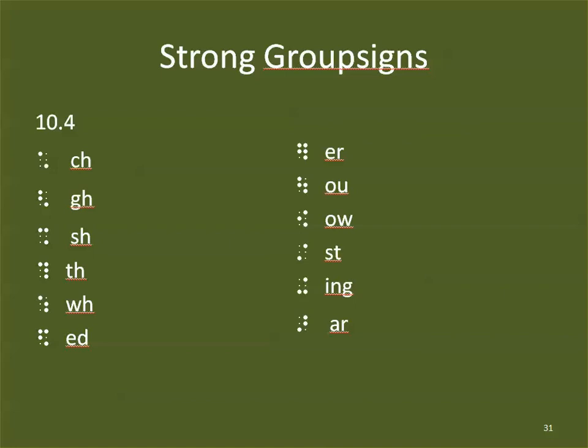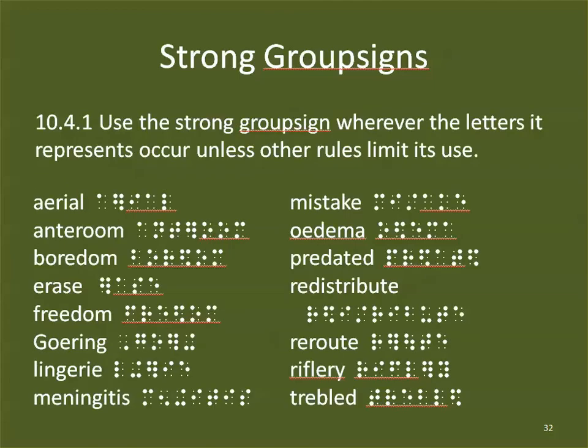The next category are strong group signs. Now, group signs, remember, are contractions that represent groups of letters. There are quite a few of those. We have CH, GH, SH, TH, WH, ED, ER, OU, OW, ST, ING, and AR. We use the strong group sign wherever the letters it represents occur unless other rules limit its use. I told you it would come up frequently. So here are a whole bunch of examples in words that we did not use these contractions before.